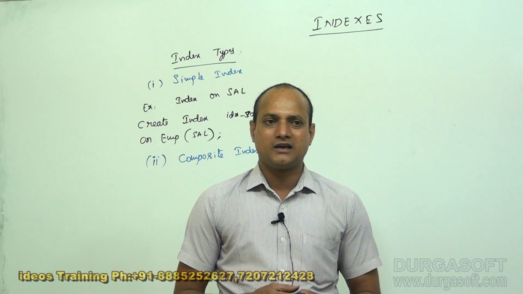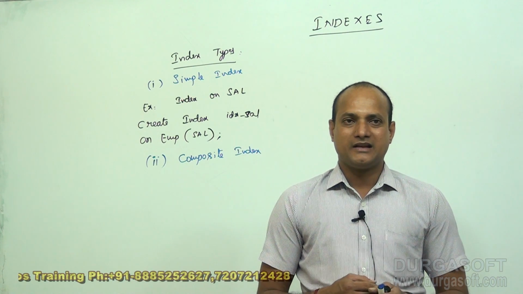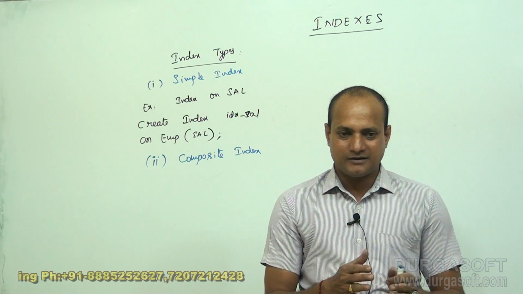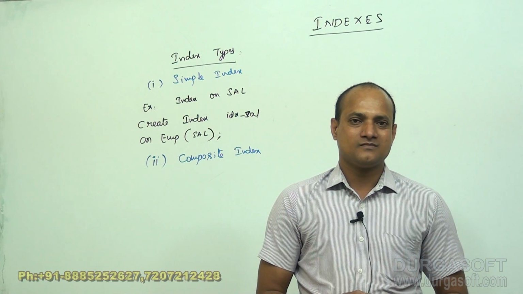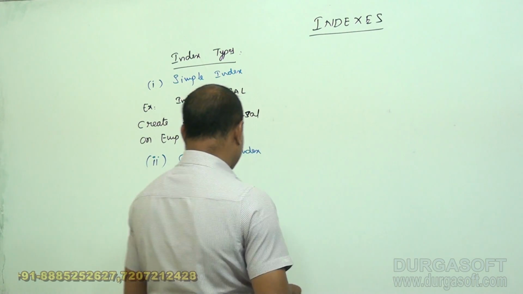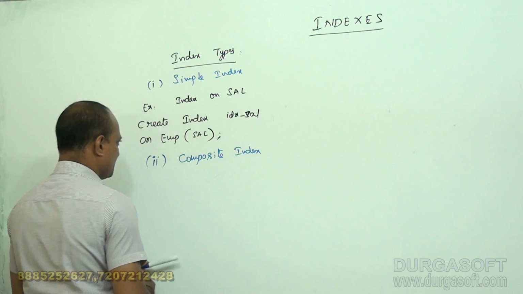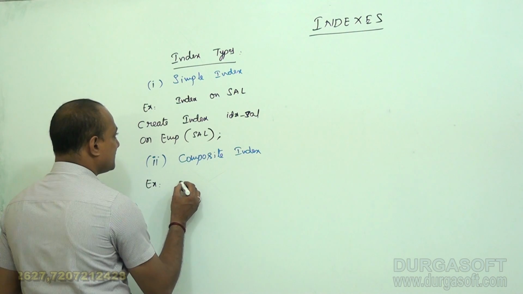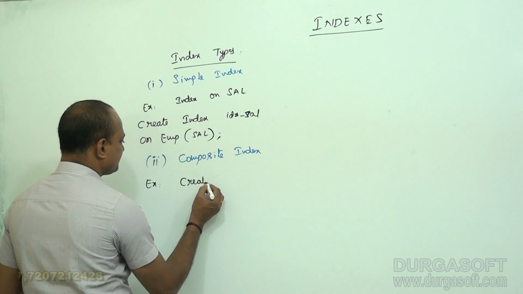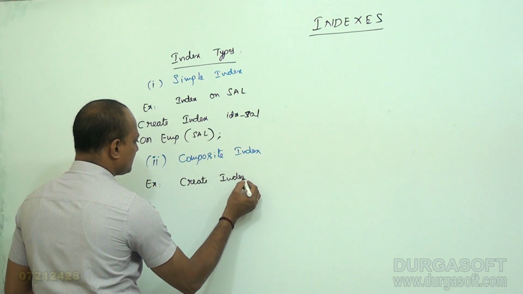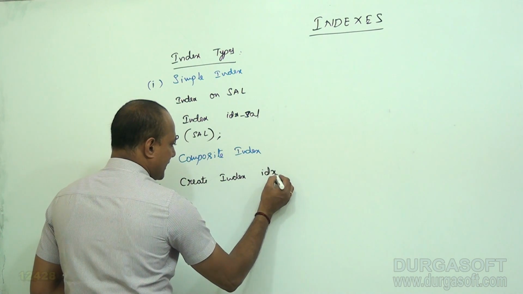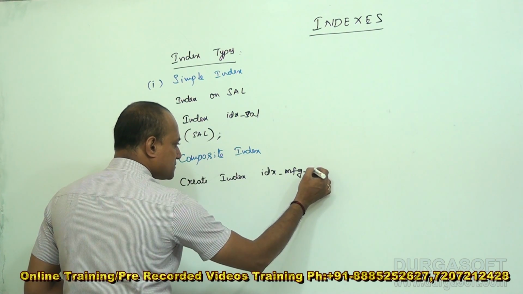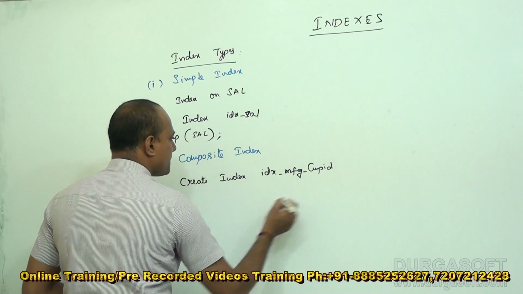Company ID is a foreign key in the product details table. I am creating an index on manufacturing date, date wise, and from the companies. So if you create an index based on multiple columns, that is called a composite index. The example is create index, index name idx underscore, you are creating the index on manufacturing date and also company ID.